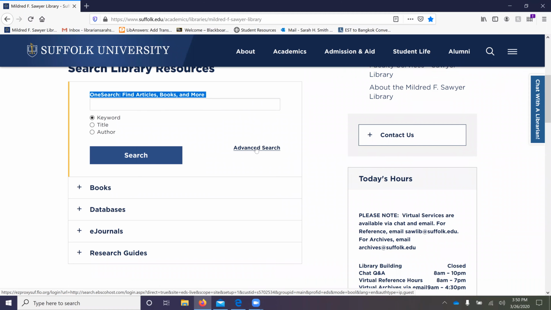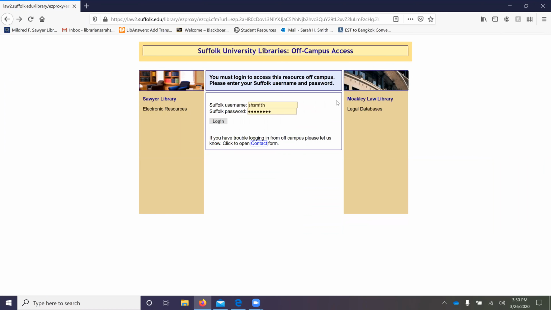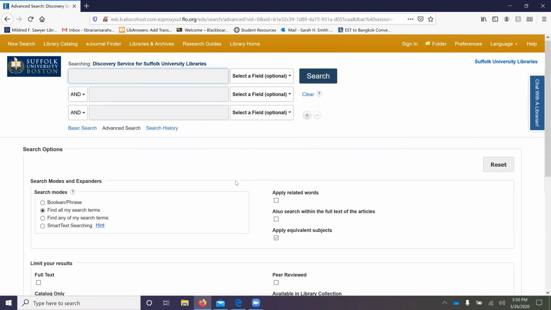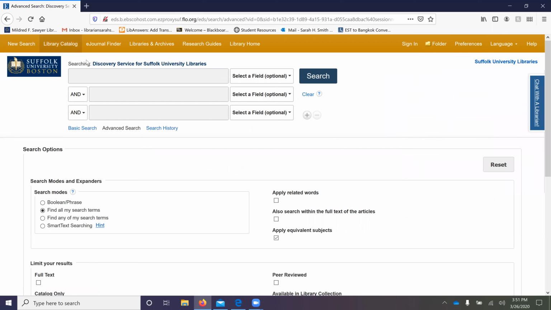So we're going to do an advanced search. If you are using this off-campus, you will have to log in. It would be just like logging into your Blackboard or anything else. Same username and password. Just hit login. And that will take you to this. If you need any help, you can chat with a librarian right on the right-hand side here. Just put in your name and your question, and then you can start your chat there. But otherwise, let's get started.